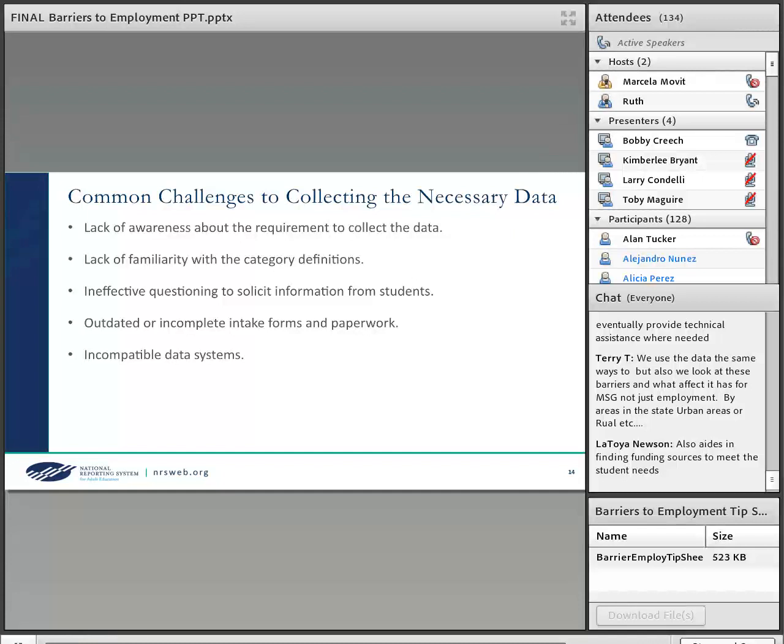Some programs may have outdated or incomplete intake forms and paperwork. If intake forms and procedures haven't been updated for WIOA, these barriers and this information likely won't be collected in the correct way. So updating forms to be sure that the language is aligned with the current law will improve data collection. And then in some cases, data systems are incompatible, and so program software needs to be updated so that the categories are aligning with the electronic forms or hard copy forms, and there may need to be updated coding in the system so that the data entry staff are clear on what is being provided to them from the frontline staff. And with that, I'm going to turn it over to Marcella.